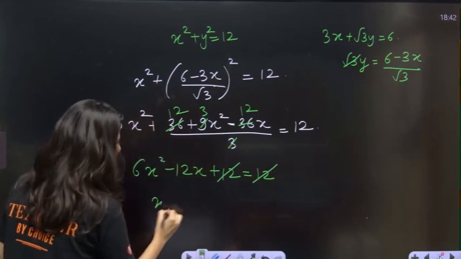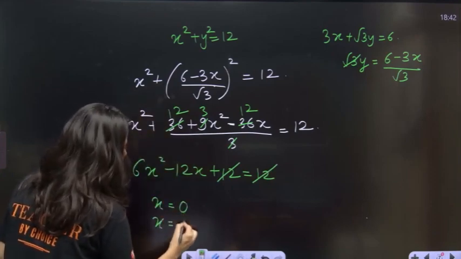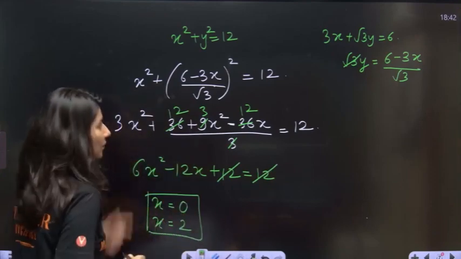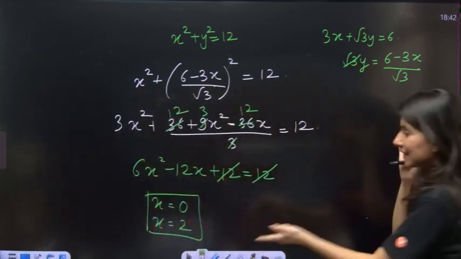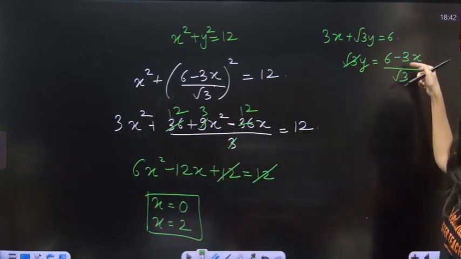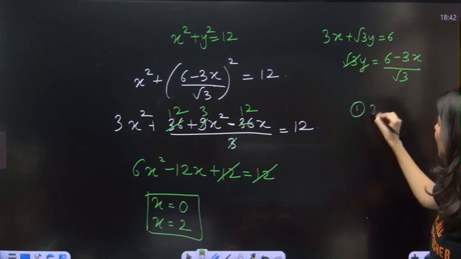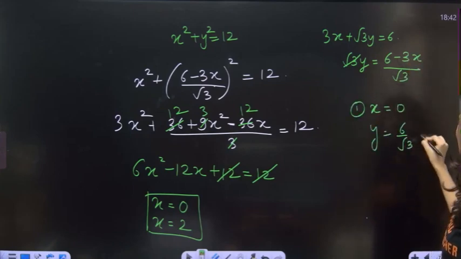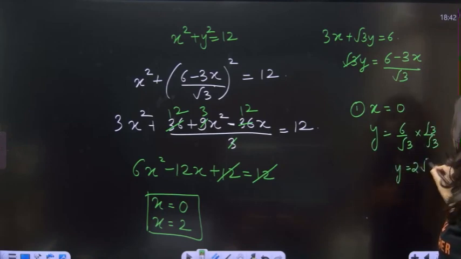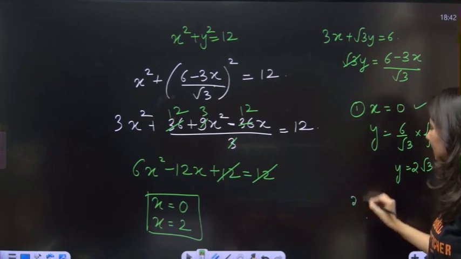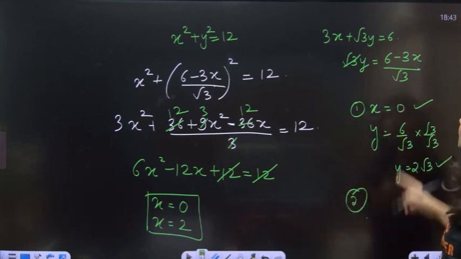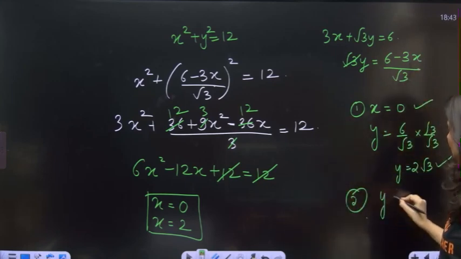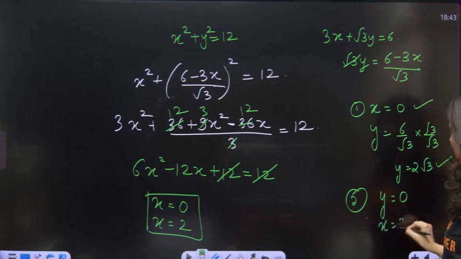Clearly x is going to be 0 and x is going to be 2. Now the moment you say that x equals 0, put x equals 0 over here. So first case, when x equals 0, y is going to be 6 by root 3, and if you rationalize it, you get y equals 2 root 3. And second, x equals 2, so y equals 0 when x equals 2. So (2, 0) and (0, 2 root 3).